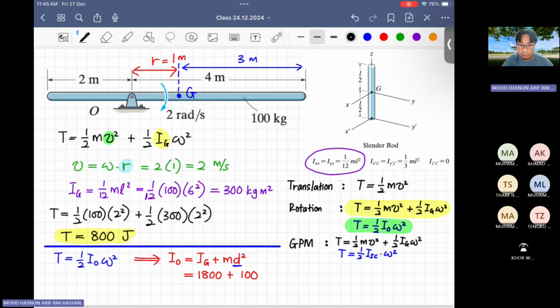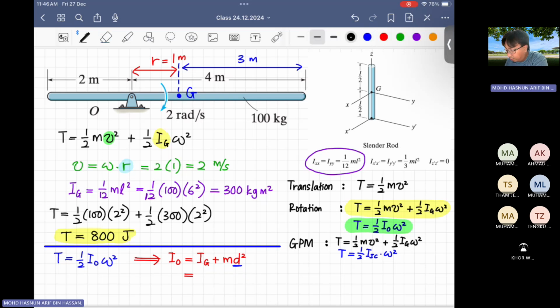1 over 2 times 100 times 4 plus 1 over 2 times 300 times 4. Okay, now you get 800. We made a mistake at IG. It should be 1 over 12. Earlier I wrote 1 over 2. Okay, thank you for pointing that out.